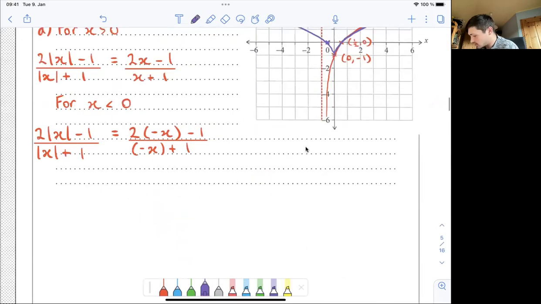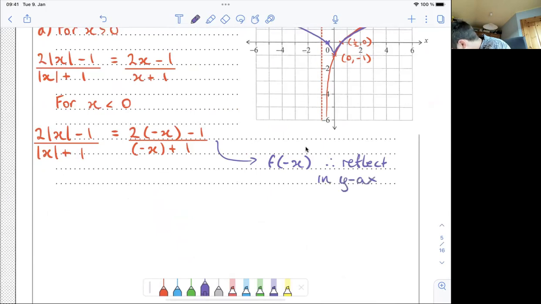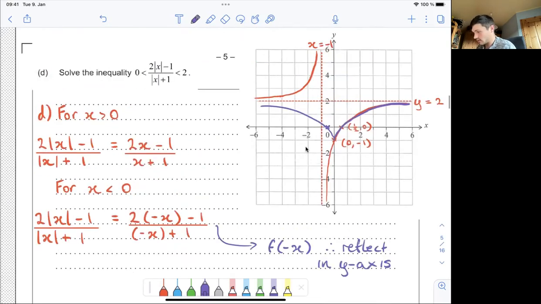And you could also note that this thing here looks like f of negative x, which means therefore reflect in the y-axis. You should probably remember that from your transformations section. And so now we have a graph of the inequality here, and we can tell when this inequality is between 0 and 2.